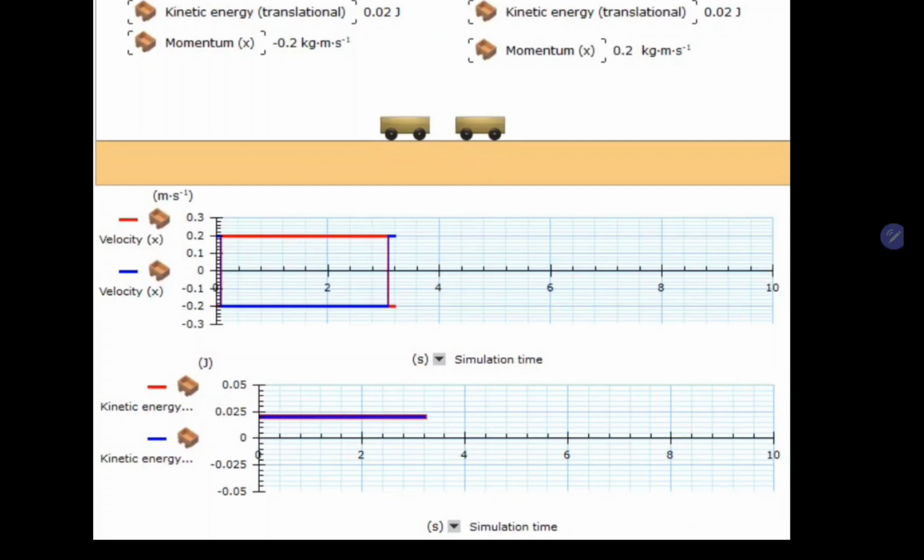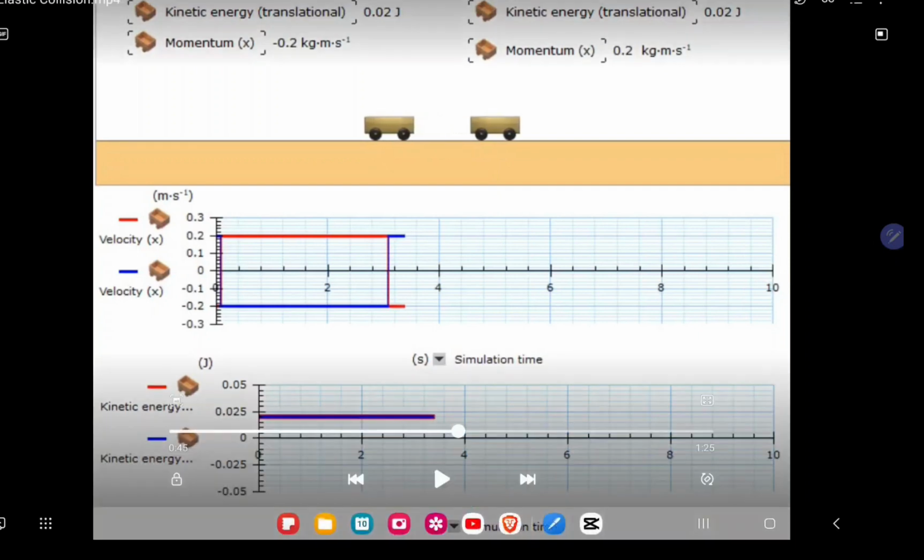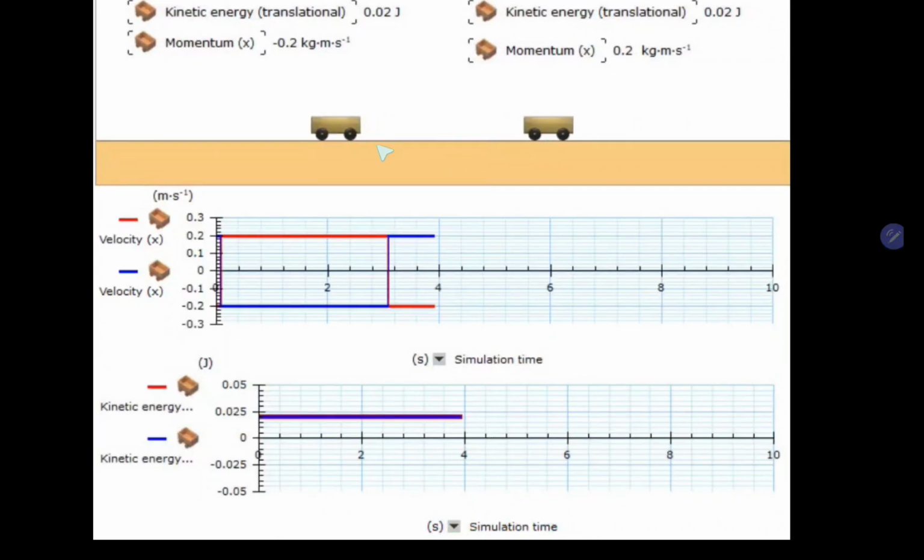Now after the collision, let's just stop it. The kinetic energy remains the same for both cars, and the magnitude of the momentum remains the same, but the direction is switched the other way. So this one takes the minus sign, and this one takes the plus sign. The cars bounce back, and in this case no energy is lost whatsoever. So this kind of collision is called a completely elastic collision.